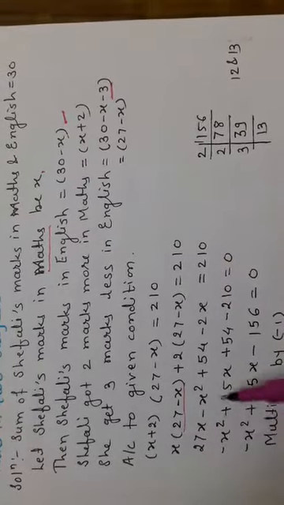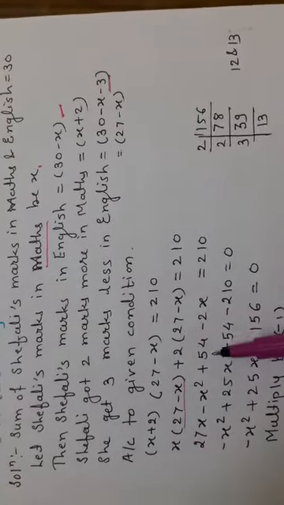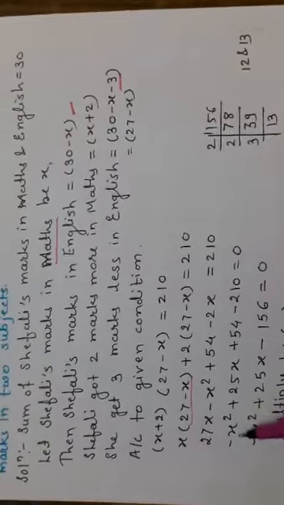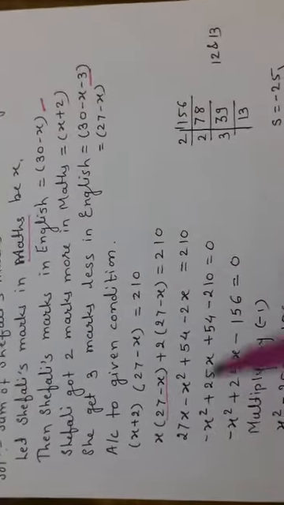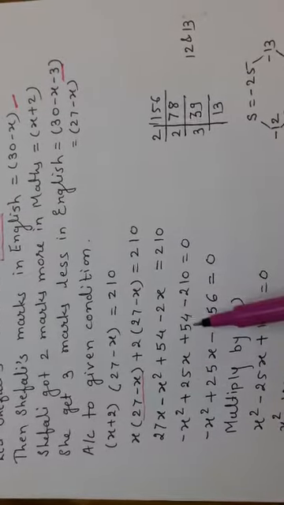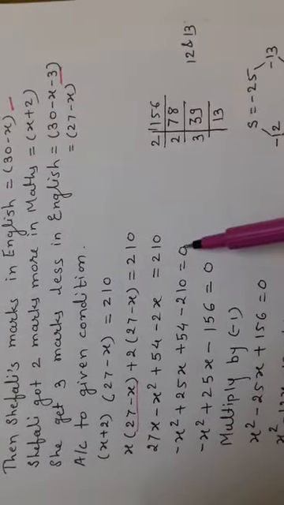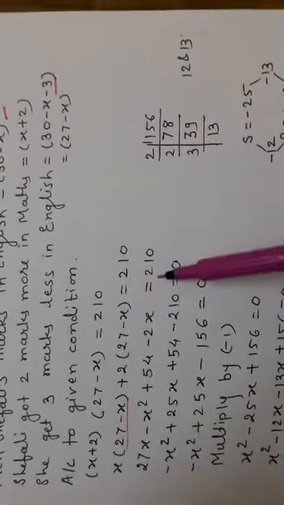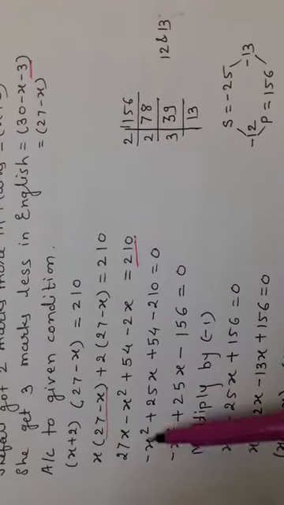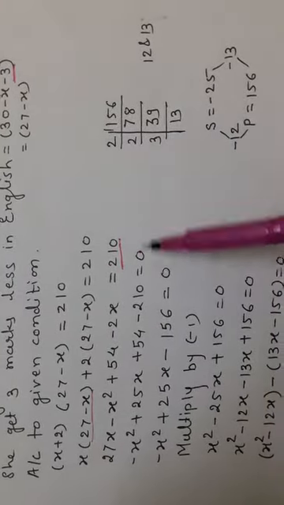27 into x is 27x, minus x into x is x square, plus 2 into 27 means 54, plus into minus is minus 2x, is equal to 210. Minus x square plus, here 27x minus 2x is nothing but 25x plus 54. Now we are getting the quadratic equation, means the right hand side should be equal to 0. That's why we will shift this 210 to the left hand side. What will we get? Minus x square plus 25x plus 54 minus 210 is equal to 0.